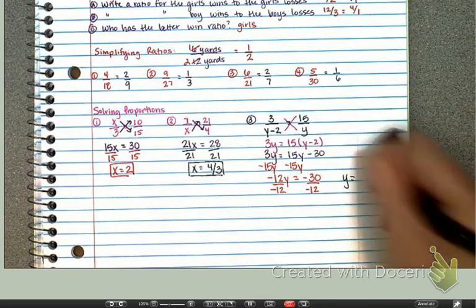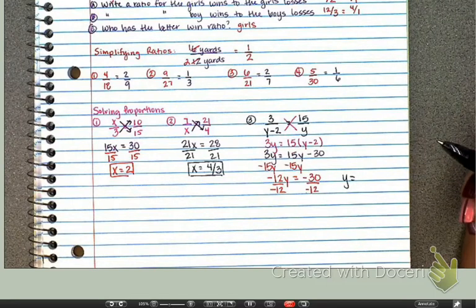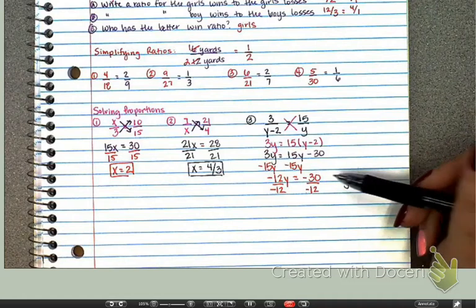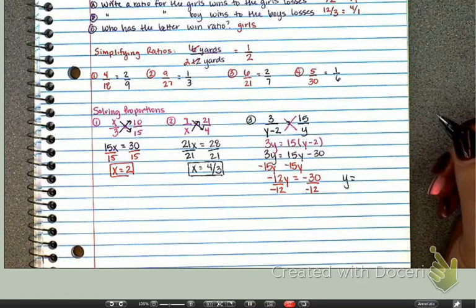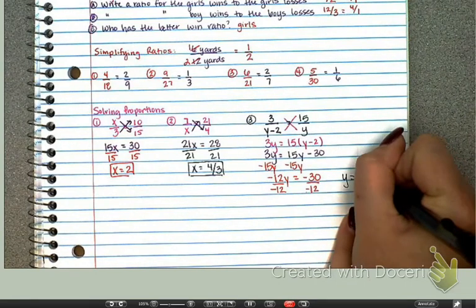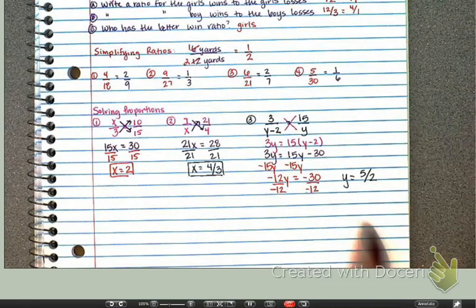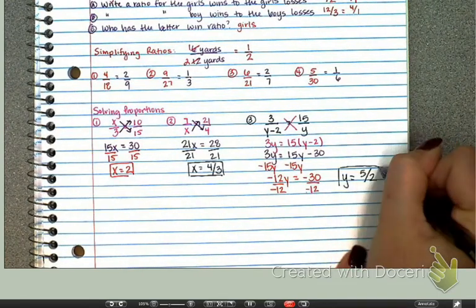y equals. First of all, a negative divided by a negative is? A positive. So I know my answer is going to be positive. What's the largest number that goes into 30 and 12? 6. 6 goes into 30 5 times. 6 goes into 12 twice. My final answer is 5/2.